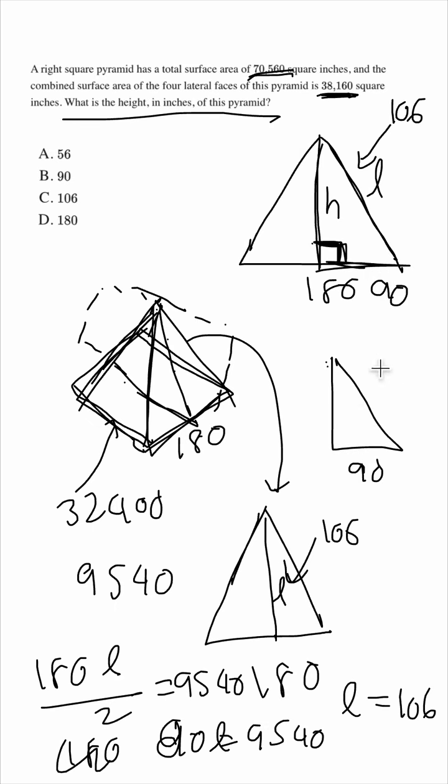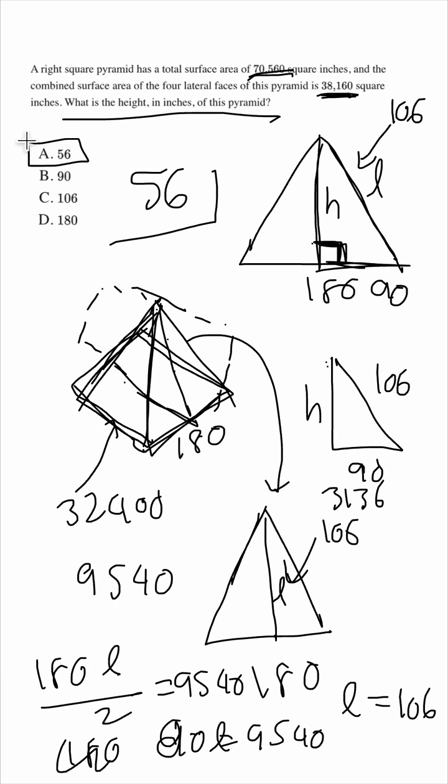So this is a 90, 106, h right triangle. When we do the Pythagorean theorem, 106 squared minus 90 squared is exactly equal to 3136. Now the square root of 3136 is exactly equal to 56. So this was a super duper long problem, but that gives us the final answer of A.